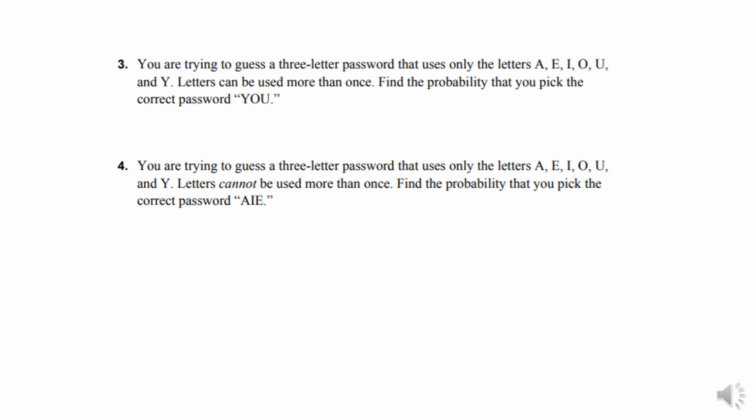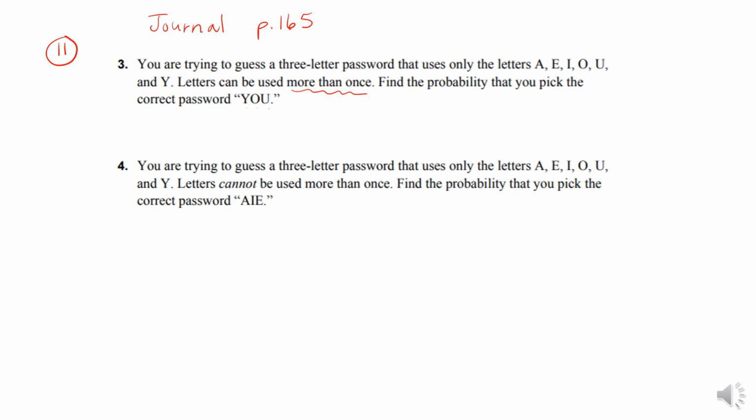Okay, these 2 problems are from your journal, page 165, and you are trying to guess, so push pause if you want to try them on your own, otherwise we're going to go through them. So you're trying to guess a 3-letter password that uses only the letters A, E, I, O, U, and Y. Letters can be used more than once. Find the probability that you pick the correct password, Y, O, U.